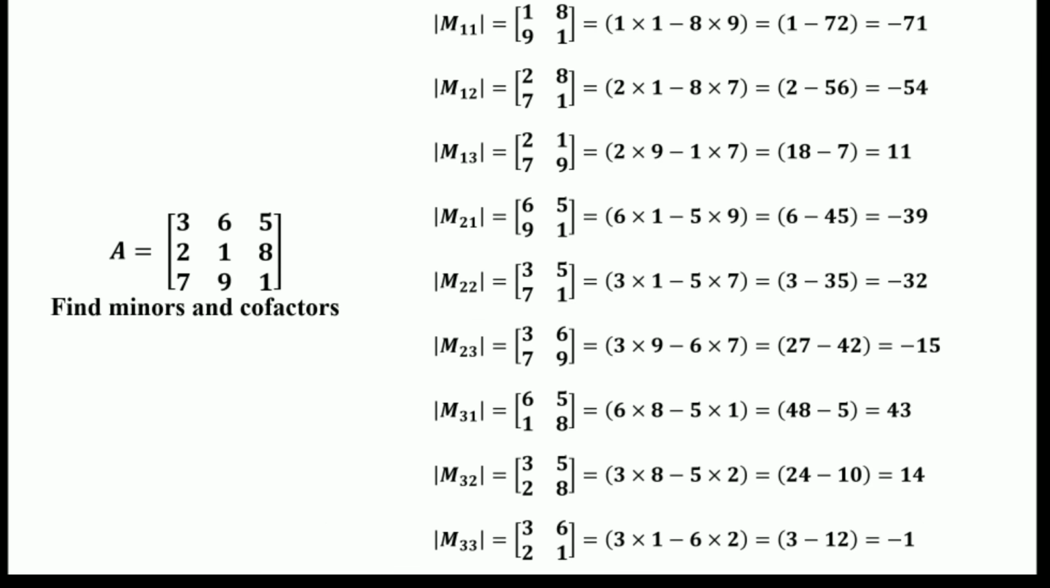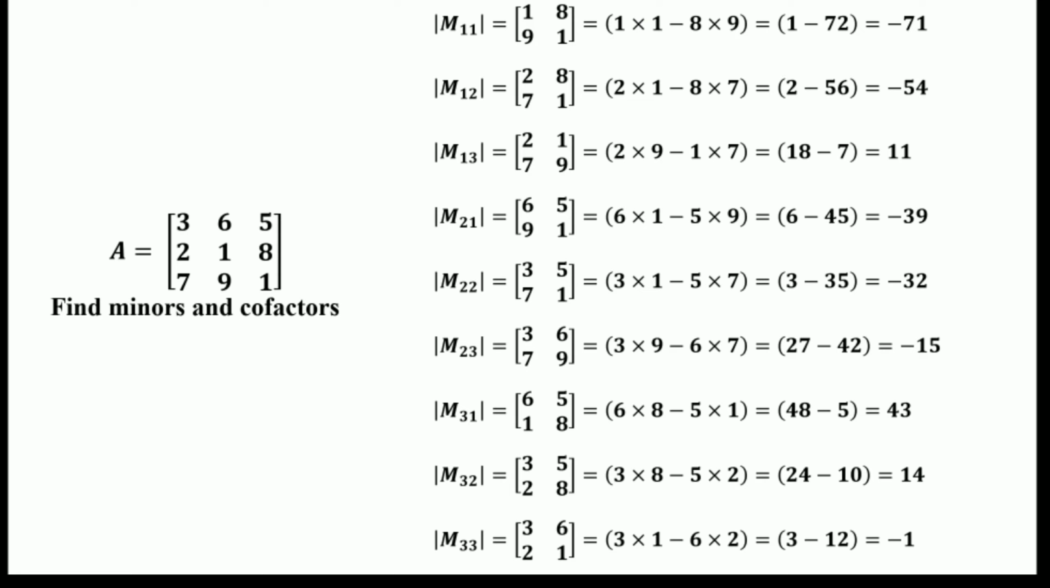Now consider the last example of a 3 by 3 order matrix. Matrix A is equal to 3, 6, 5, 2, 1, 8, 7, 9 and 1. Find the minors and cofactors. So in this example, we want to find out the minors and cofactors. So the minor M11 corresponds to the first element 3. By removing the row and column corresponding to the first element, we have a 2 by 2 order matrix, that is 1, 8, 9, 1, which is equal to 1 into 1 minus 8 into 9, that is 1 minus 72, which is equal to minus 71. So the first minor is minus 71.